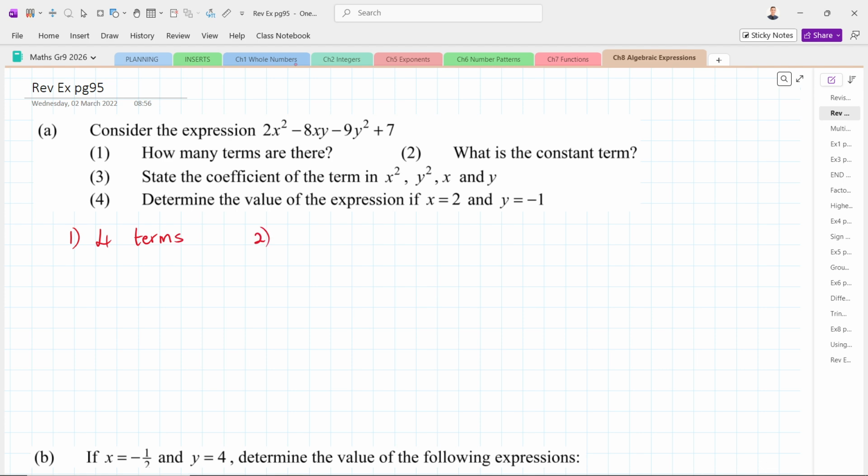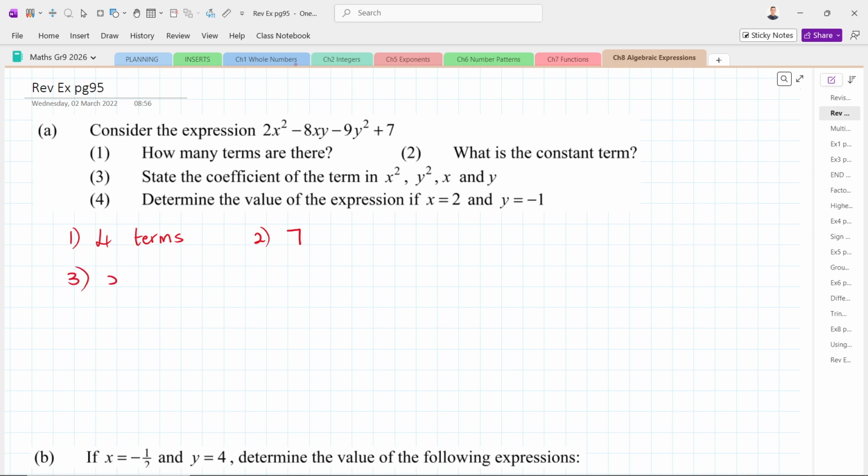Number 2 asked what is the constant term. Again, a constant term is the one without a variable, and that is going to be 7. Please remember, whenever they ask questions like this, if it is a negative, you need to write the negative. So if this was a negative 7, you would have to write the negative.